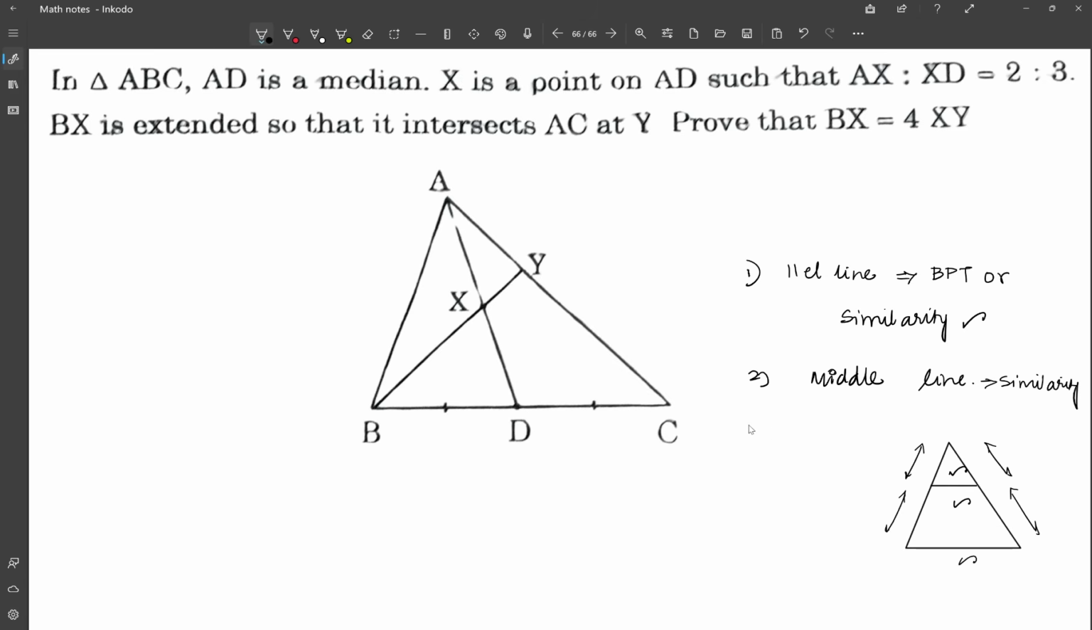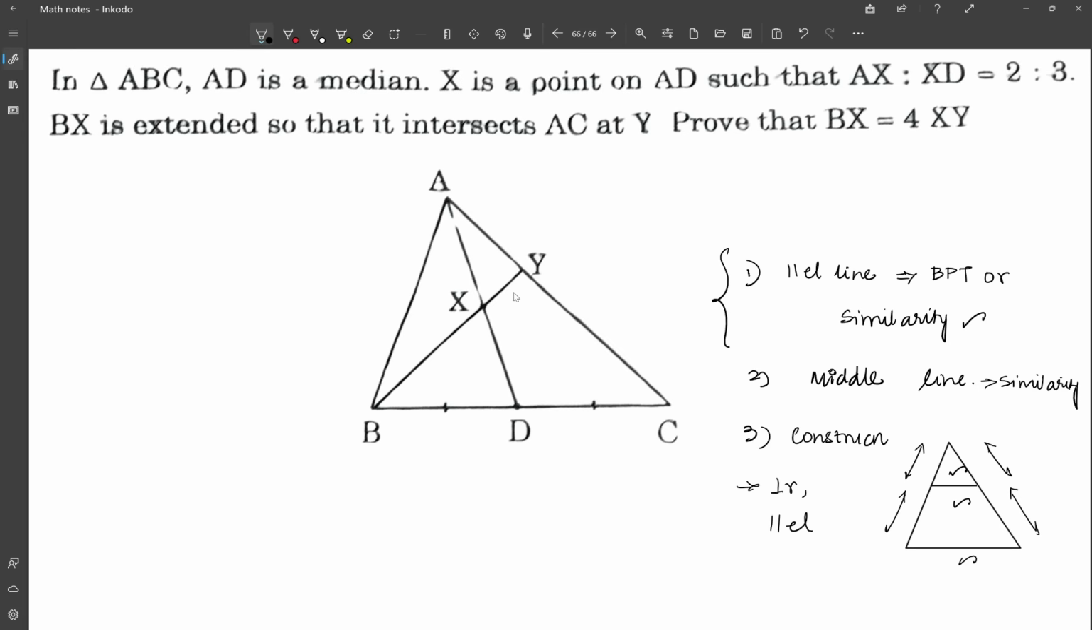And if neither similarity nor BPT is directly involved, that is, if there is no clear sign of a parallel line, especially in this question, there is no such visible parallel line, right? So you have to make a construction. That construction can either be a perpendicular line or a parallel line. The idea behind the construction is that it will cause some ratios to be equal, or it will cause two triangles to be similar. That said, now look at the question.